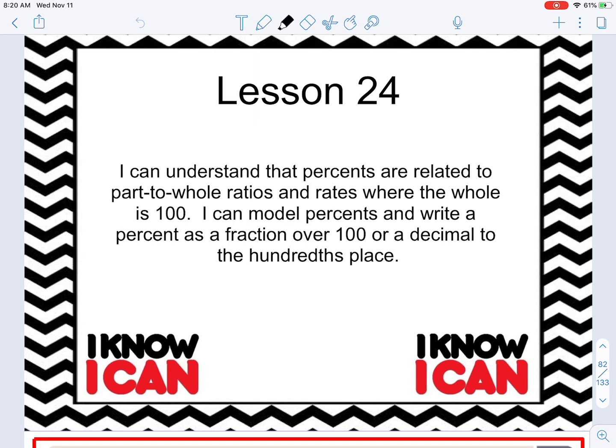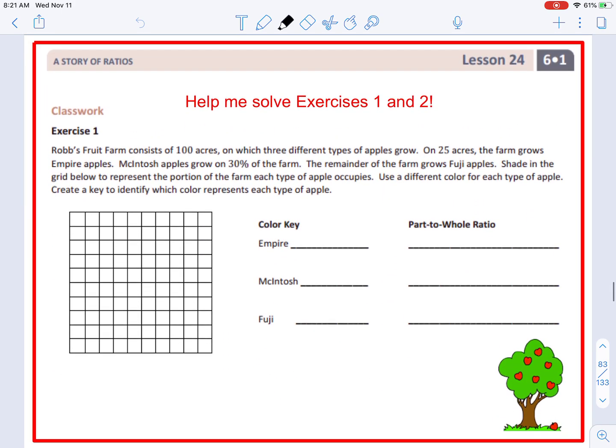Okay, so today's objective means I can understand that percents are related to part to whole ratios and rates where the whole is 100. I can model percents and write a percent as a fraction over 100 or a decimal to the hundreds place. Okay, so we're going to be looking at different models, or we're going to have to model some certain percentages. Remember, percentage is always out of 100, okay? Always out of 100. So let's go ahead and move on.